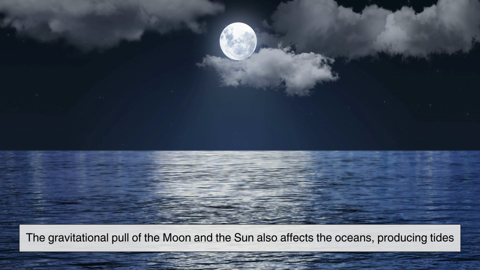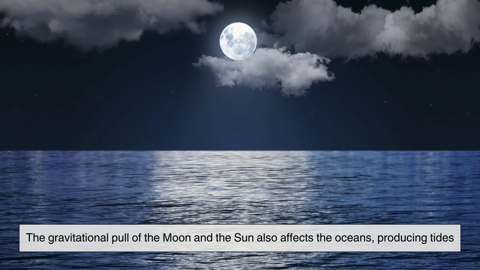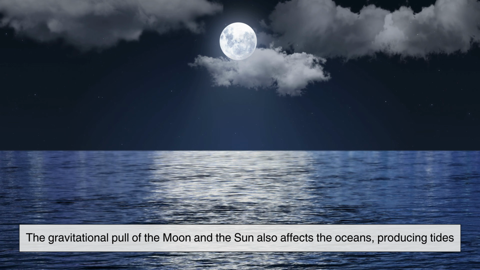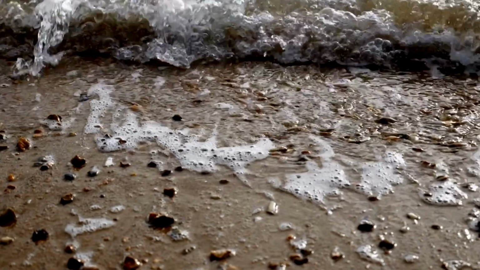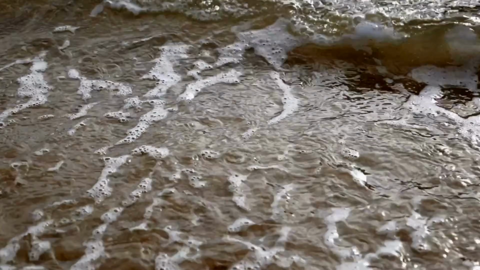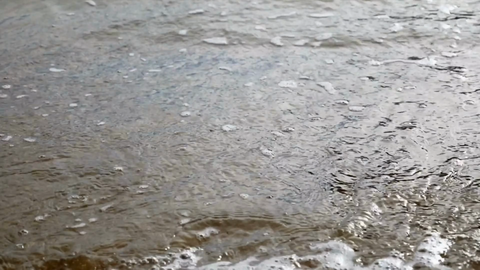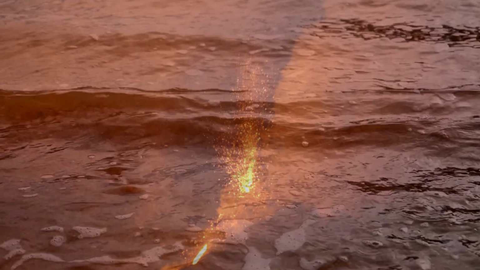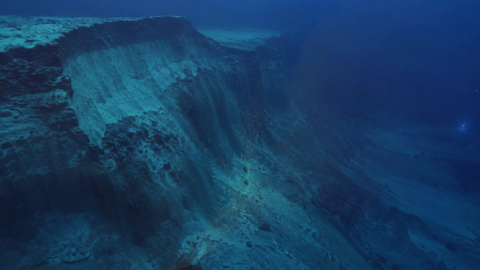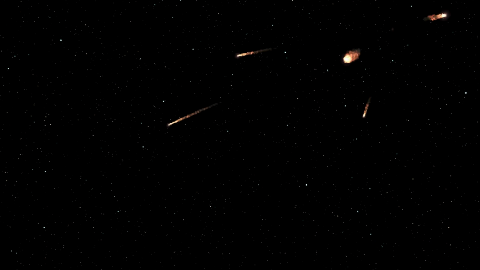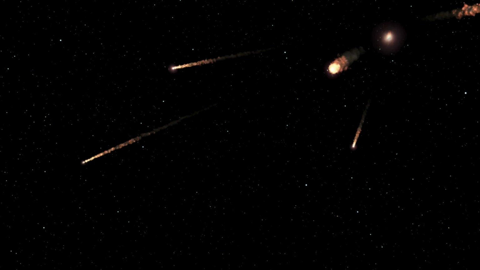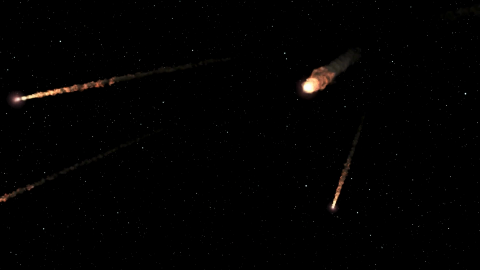The gravitational pull of the moon and the sun also affects the oceans, producing tides. While tides aren't usually considered waves in the everyday sense, they are a type of wave with extremely long wavelengths. Volcanic eruptions, underwater landslides, and even meteor impacts can generate waves under certain conditions.